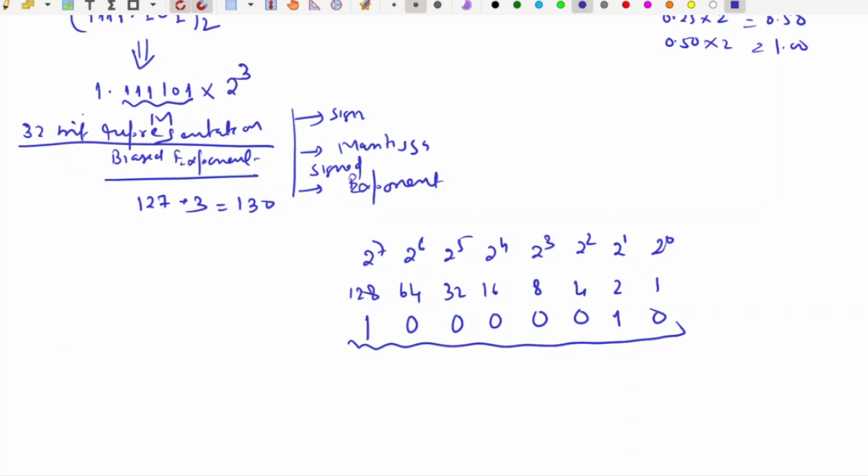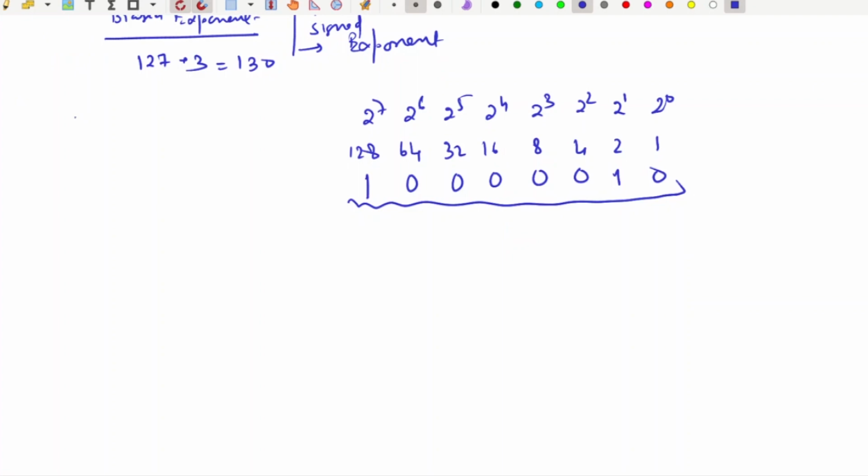Then next, what is the mantissa? This 111101 is represented in a 23 bit format, that represents the mantissa, and the most significant bit is used to represent the sign bit. Since the number is positive, out of 32 bits, the 31st bit represents the sign bit. This is 0, because the sign is positive. Then the next 8 bits represent the biased exponent, that is 1, 0, 0, 0, 0, 0, 1, 0.